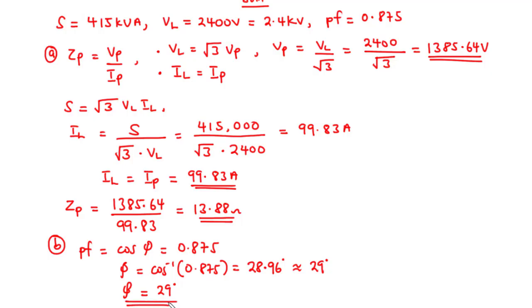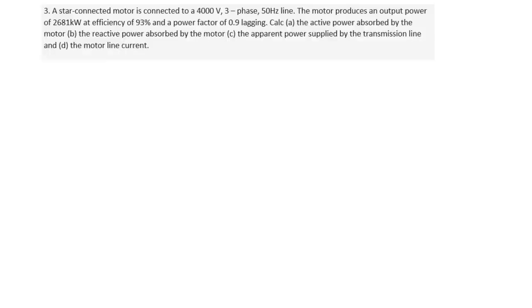Let's move on to the last example. Now to example 3. A star-connected motor is connected to a 4000 volts 3-phase 50 Hz line. The motor produces an output power of 2681 kilowatts at efficiency of 93% and a power factor of 0.9 lagging. Calculate A, the active power absorbed by the motor, B, the reactive power absorbed by the motor, C, the apparent power supplied by the transmission line, and then D, the motor line current.